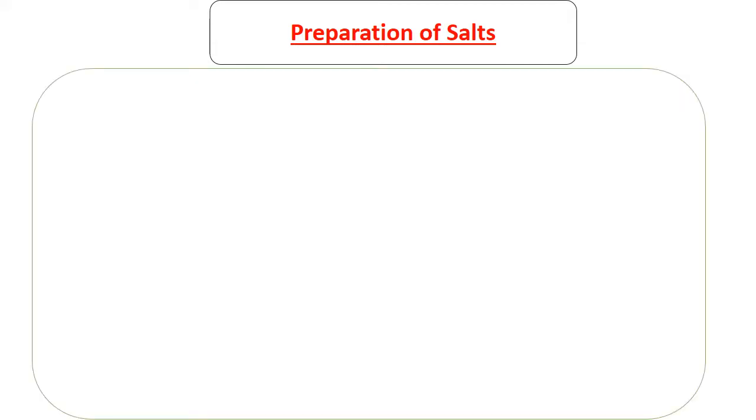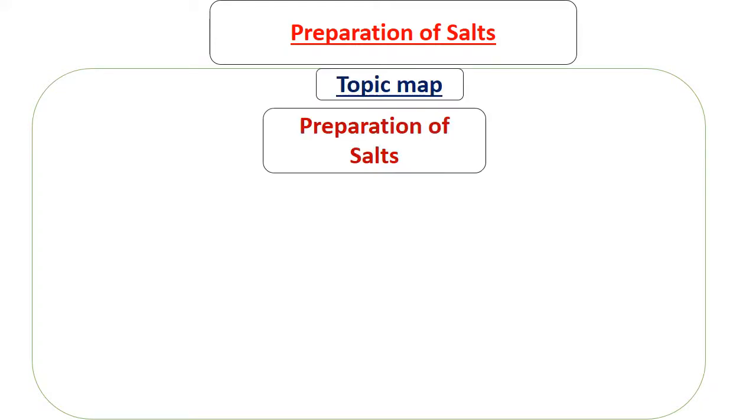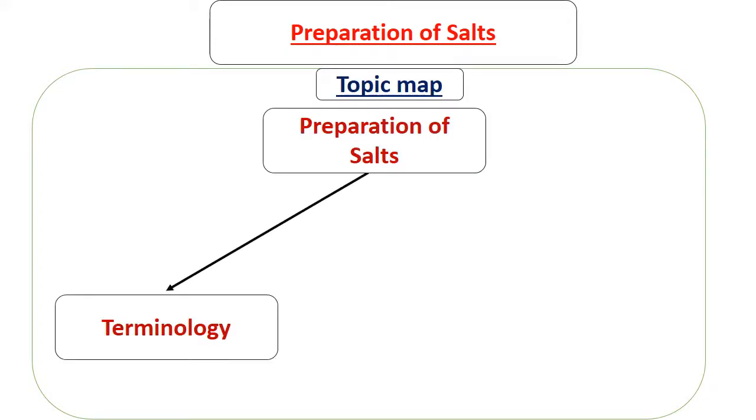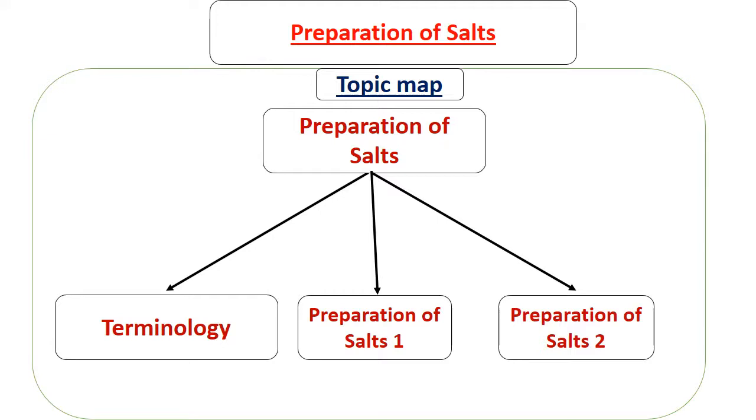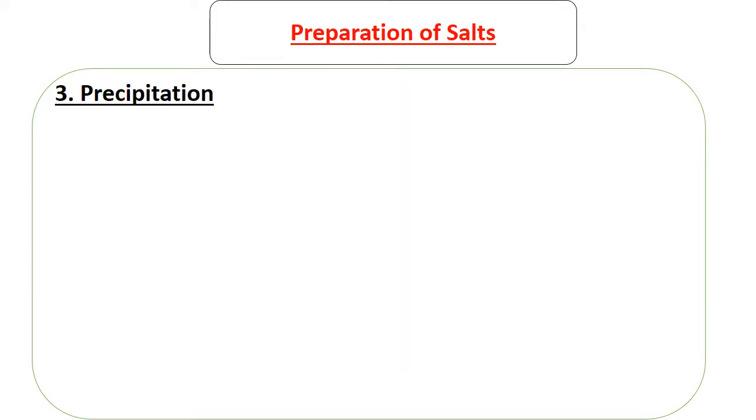Welcome to the second and last part on this topic, preparation of salts. So far we've looked at some terminologies. Then we looked at preparation of salts part 1, where we discussed two methods, synthesis and replacement or decomposition. Here we're going to start two other methods in preparation of salts part 2. So we're going to start with the third method, precipitation.